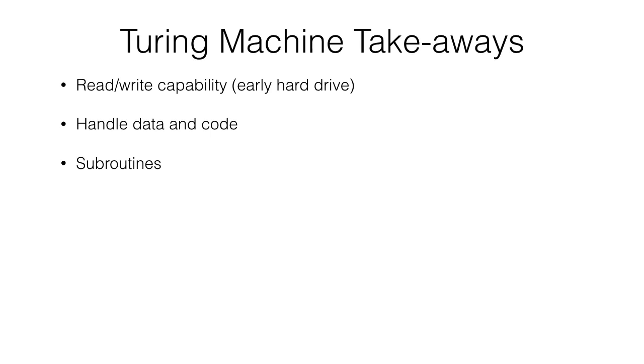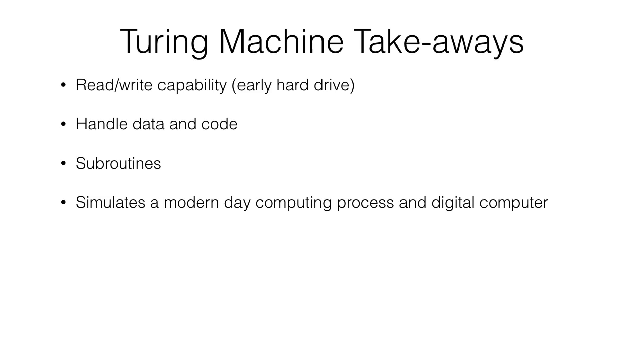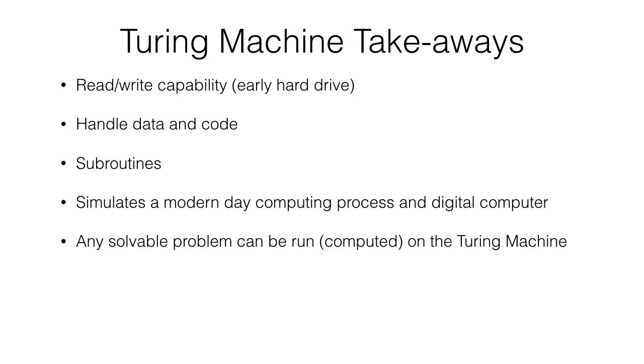So I'll move to a different position. I was at 134. Now I'm going to move down to 842, and I'm going to pass control when I get there to the state of 842, and it pulls down its logic. Okay, now I'm running this one, and I'm going to run that. That's a subroutine. It simulated modern day computing processes in our digital computer. And any problem that was solvable can be computed and run on a Turing machine, even today.